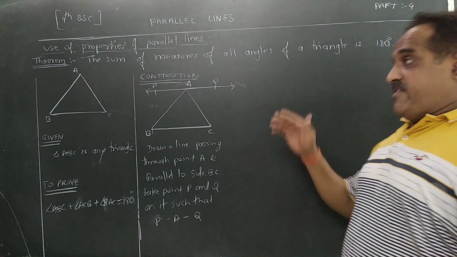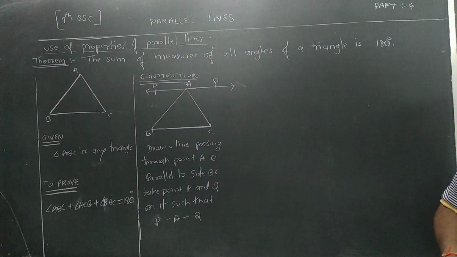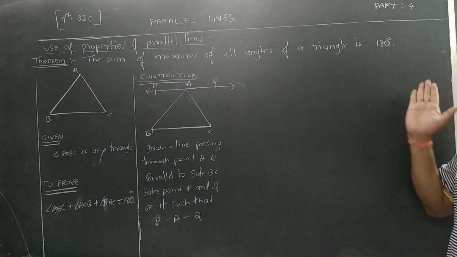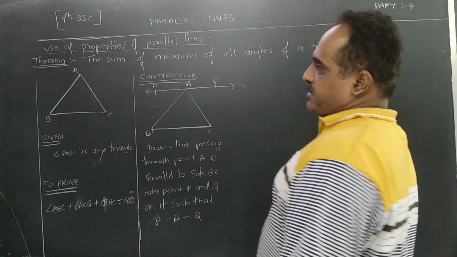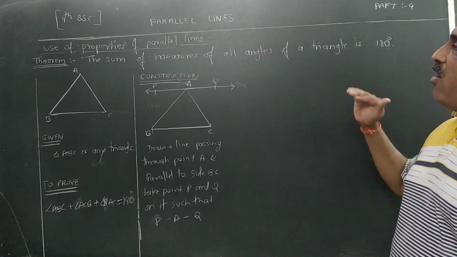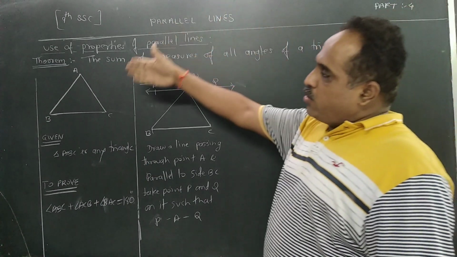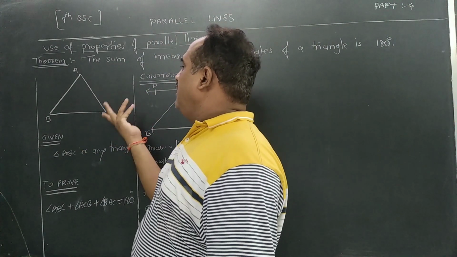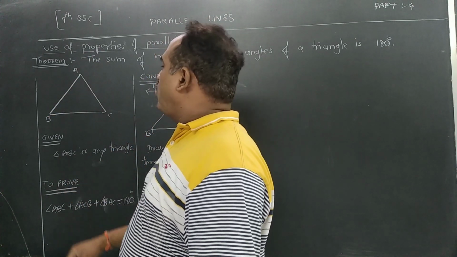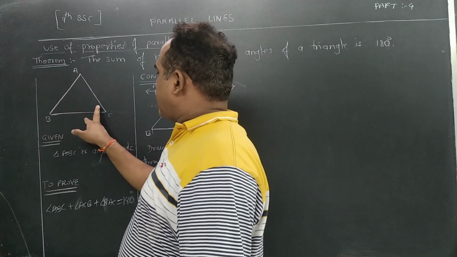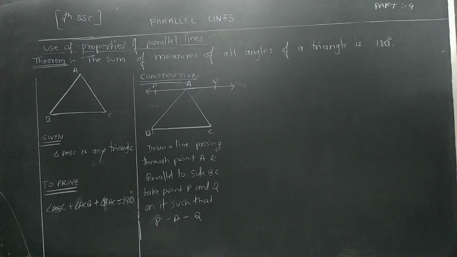See once again, this is a very important property for geometry, and we are going to study it as a theorem. Keep in mind, it is a very important property: the sum of the measures of all angles of a triangle is 180 degrees. That we are going to prove. We are going to draw a triangle that may be any type of triangle, but draw a simple diagram. ABC is any triangle. What are we to prove? Angle ABC plus angle ACB plus angle BAC is equal to 180 degrees.